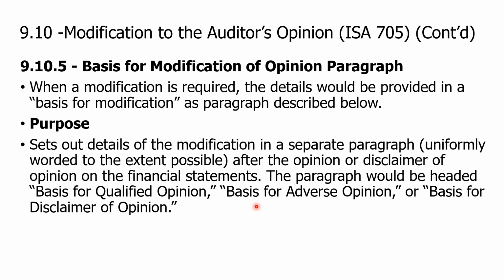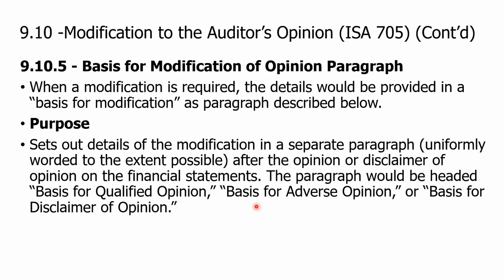Now the basis of modification paragraph. We are done with the opinion. Under the opinion paragraph, that's where you say that in our opinion, the financial statement does not give a true and fair view, or in our opinion, the financial statement gives a true and fair view except for maybe items 1 and 2. So after expressing that opinion, you come to the basis of modification of the opinion paragraph.